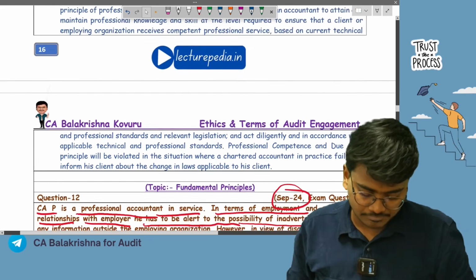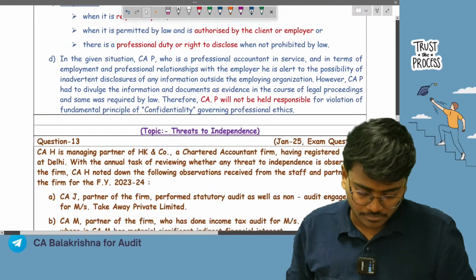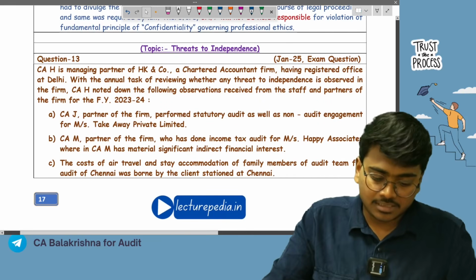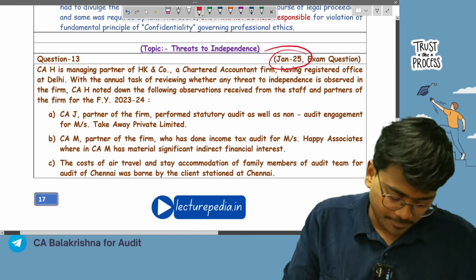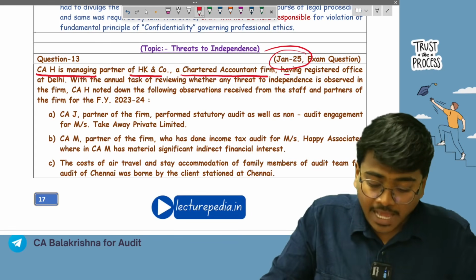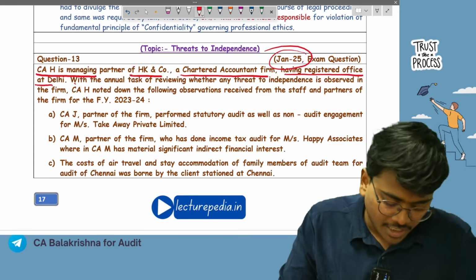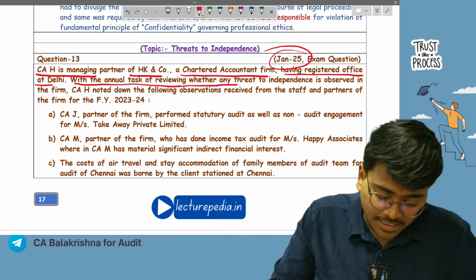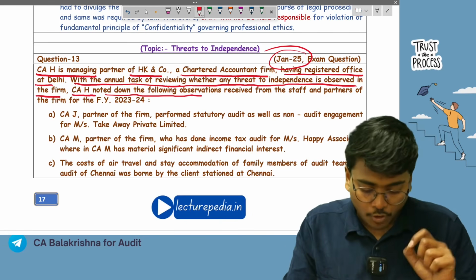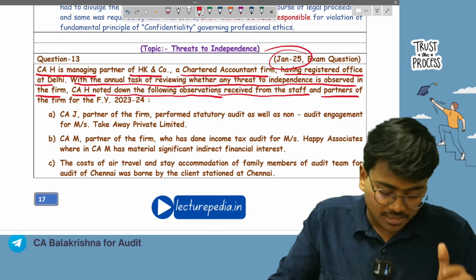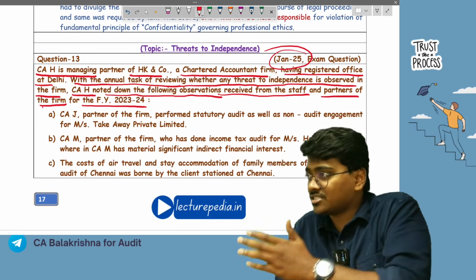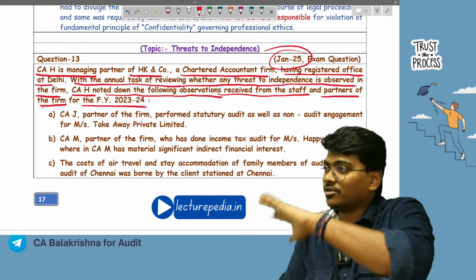Question number 13. This is asked in Jan 25. CAH is a managing partner of HK and Company, a chartered accountant firm having registered office at Delhi, with the annual task of reviewing whether any threats to independence are observed in the firm. CAH noted down the following observations received from the staff and partners of the firm for the financial year 2023-24. So basically he is giving certain situations and asking you which threat will be there in such situation.